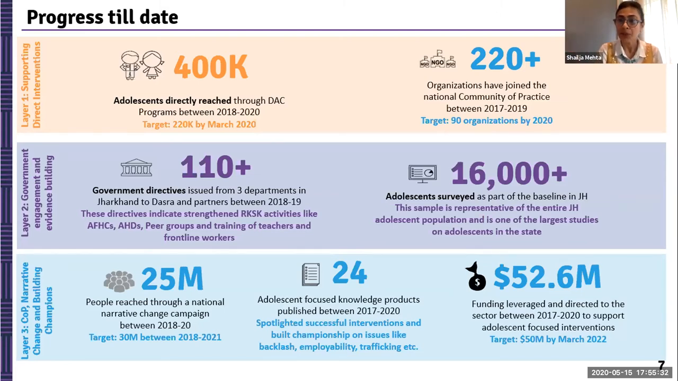And to take an example here for this group, if you look at the bottom right, you see $52.6 million is what we've been able to leverage in the past 2 years for the sector of 10 to 19, for the sector of adolescents. This money hasn't come directly all of it to Dasra at all. We've been able to channelize and influence this money to go to a series of organizations who are doing good work. And the only way we were able to do it is because we had multiple sets of voices who were able to speak to that target funder or the government for this funding to say this is required and this is how it's supposed to be done. So I think that is one example.